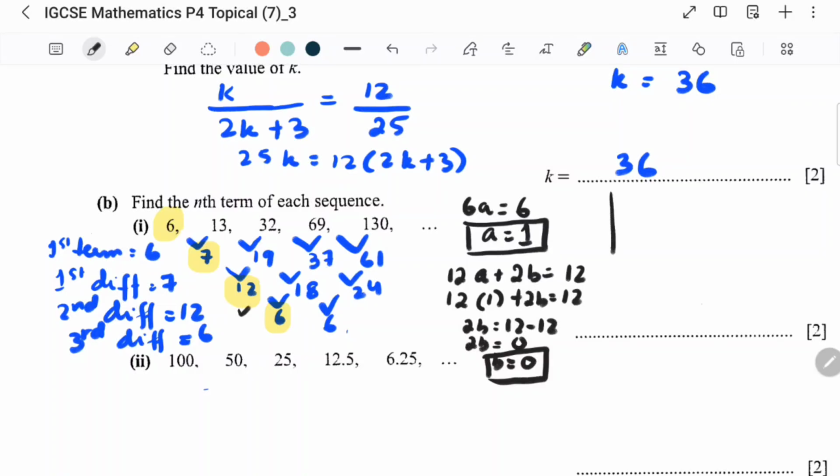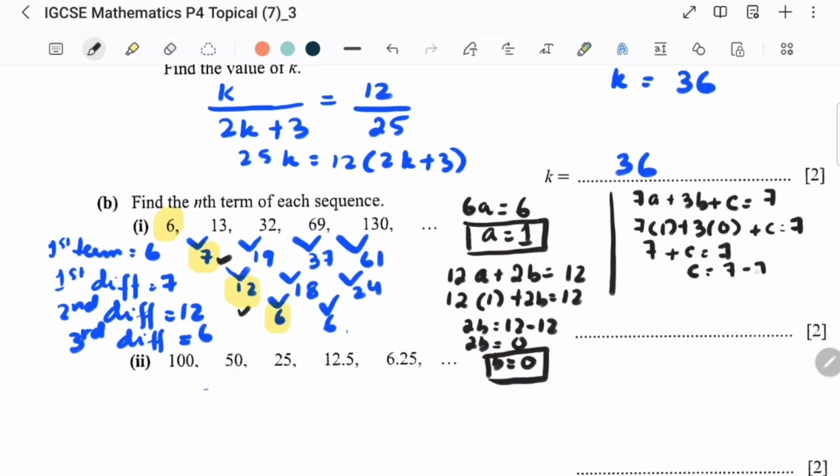Now we are moving on. We have the formula 7a plus 3b plus c is the first difference, and the first difference is 7. So 7 times 1 plus 3 times 0 plus c is equal to 7. So 7 plus 3 times 0, which is 0, so 7 plus c is equal to 7. So c will be equal to 7 minus 7, and c is equal to 0.